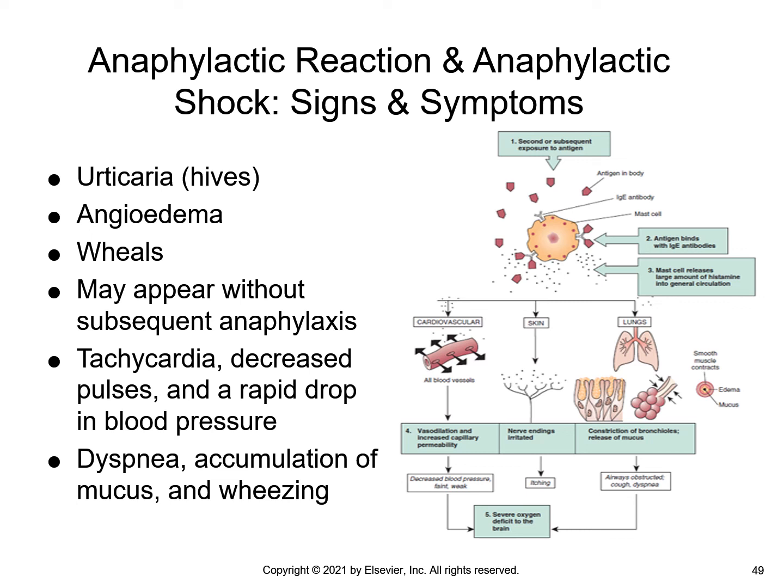Tachycardia, decreased pulses, and a rapid drop in blood pressure signal circulatory collapse, which can occur very rapidly. The patient will also exhibit increasing dyspnea because of the narrowing of the air passages, which is bronchoconstriction, an accumulation of mucus, and wheezing. If an airway is not maintained, convulsions may occur because of oxygen deprivation. Treatment must be started immediately to avoid hypoxic brain injury or death within a matter of minutes.